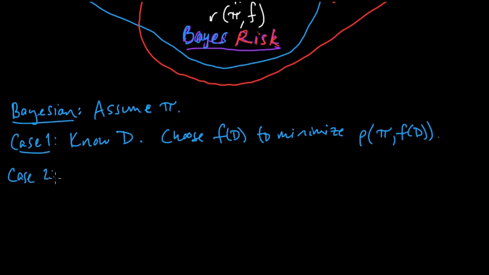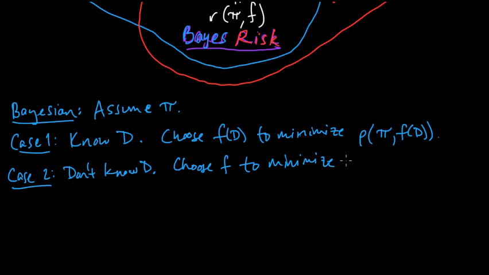Case 2, this is sometimes called conditional Bayes. Case 2, if we don't know D ahead of time, we still have to choose some decision procedure. So in that case, you choose F, the whole function, to minimize the Bayes risk, lowercase r, of pi and F.